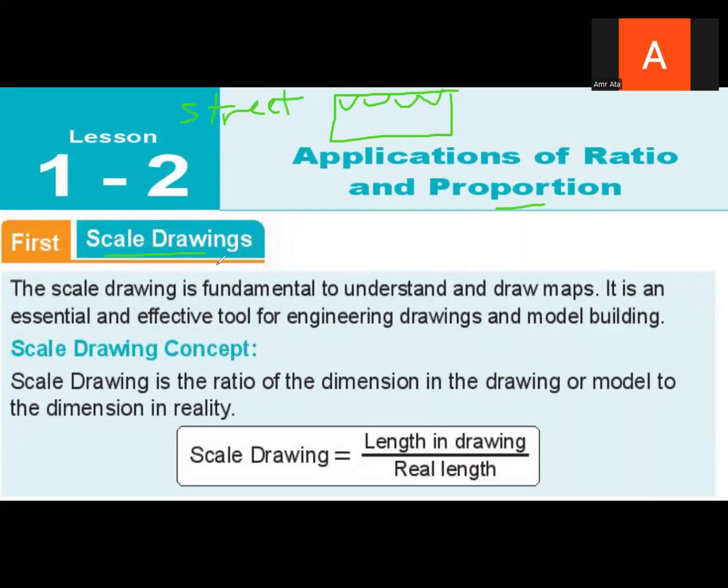So scale drawing, we use it for maybe magnification or minimization. Minimization if I have a big street or a big city and I want to have a map for it. But if I have an insect like an ant, and I want to magnify the ant, I will zoom on it to make it just like that. I magnify it by a scale drawing.